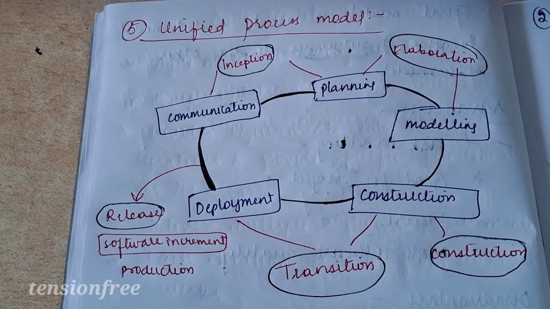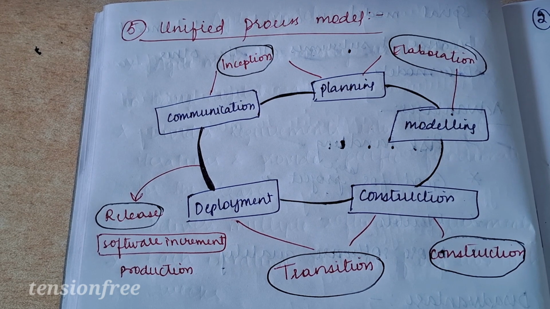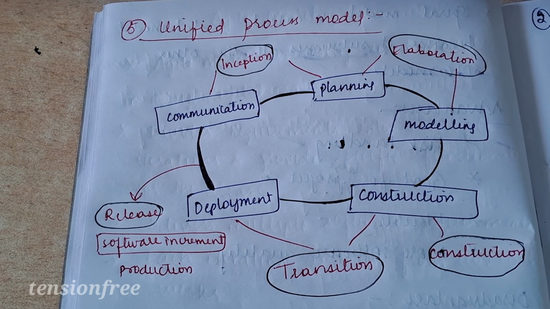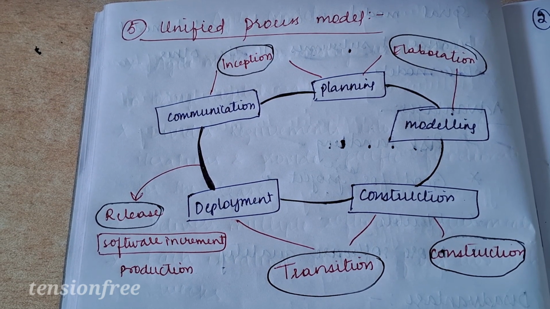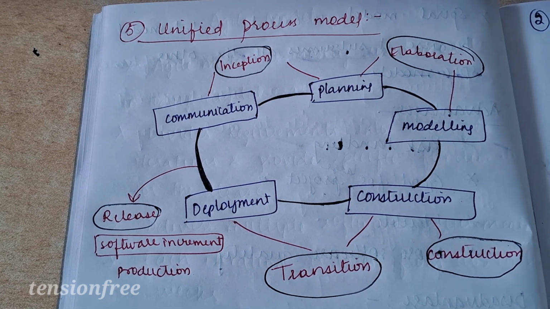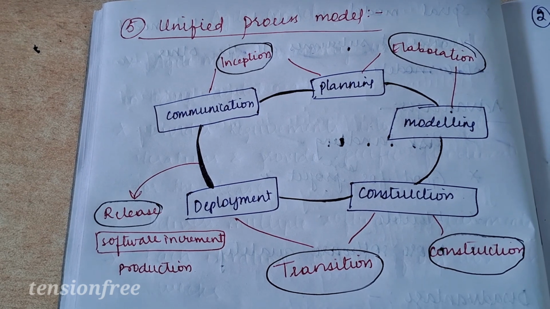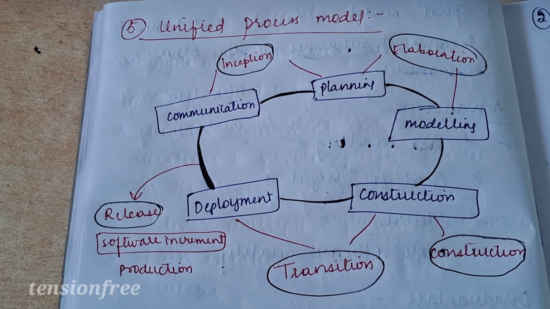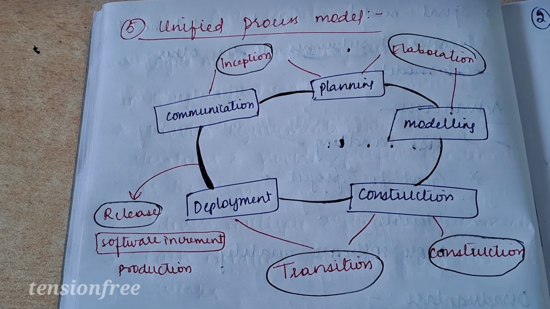In previous videos we have discussed the process model, and we have covered 4 types of process models: waterfall model, incremental model, iterative model, and evolutionary model. This is the last model, that is the unified process model. This is a diagram of the unified process model.